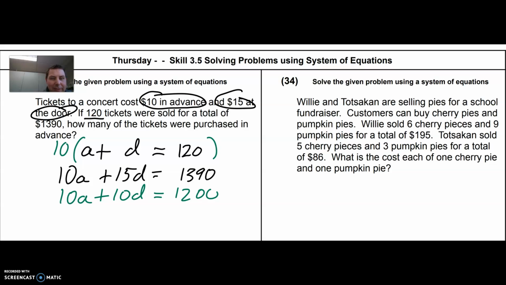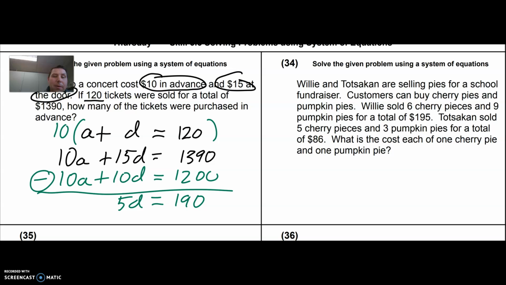So now that I have the same amount of A's, or in other words, 10A, I'm going to subtract. So 10A minus 10D... I mean 10A minus 10A is 0. 15D minus 10D is 5D. 1,390 minus 1,200 is 190. And now all I'm going to do is divide by 5. And I believe my answer is 38. So 38 door tickets.